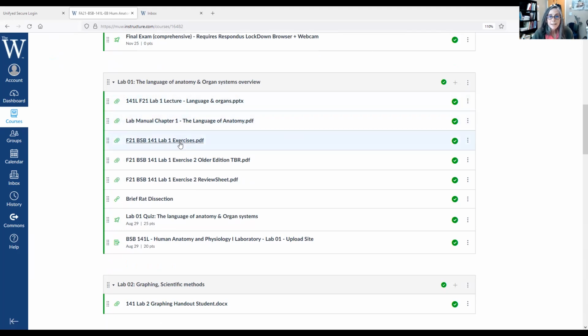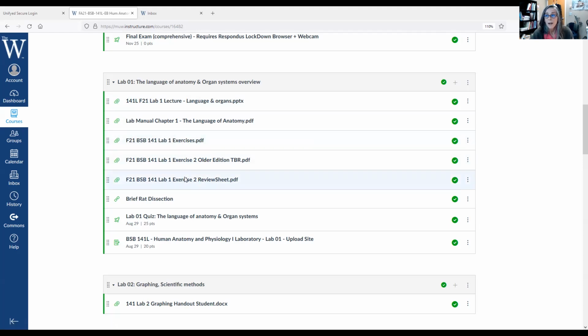Lab exercises. That is for the first exercise, exercise 1 of the lab manual, but we do 2 for this module. And then you have the lab exercise from the older edition. It doesn't matter, it's the same information, it's just not as pretty. And then you have the review sheets for it. For some reason, I didn't put review sheets in the first exercise, but they're still the same.